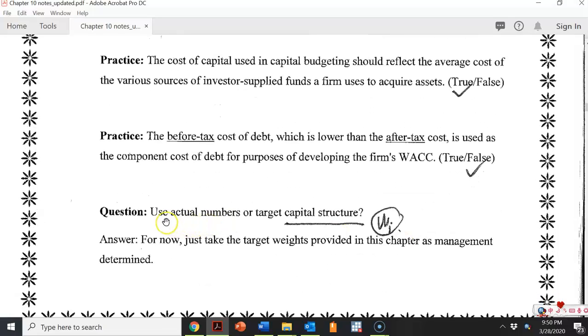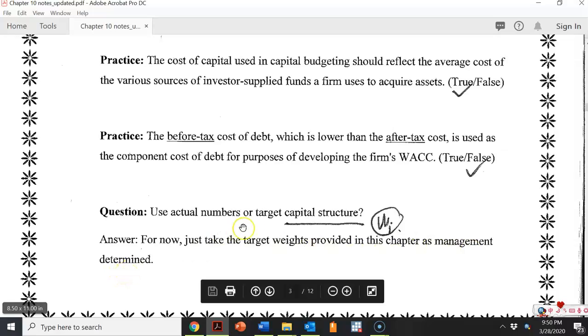Question: actual numbers or target capital structure weights? For the three weights, for now, we are just taking the target weights provided in this chapter, as management determined. We will be using the target weights, not the actual numbers.